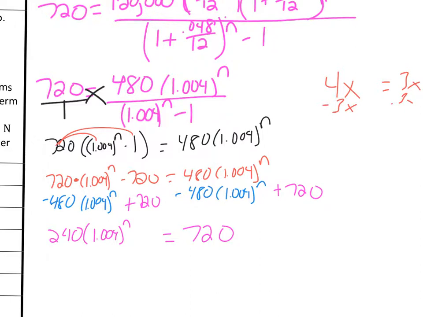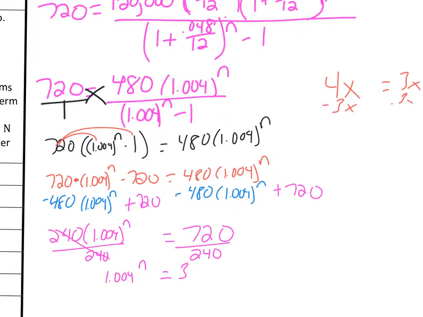Well, now it's a problem that we've seen before. We just need to solve. So we're going to divide by 240 on both sides. I now have 1.004 to the power n equals 3. I'm dropping the parentheses. There's no real need to have them anymore.